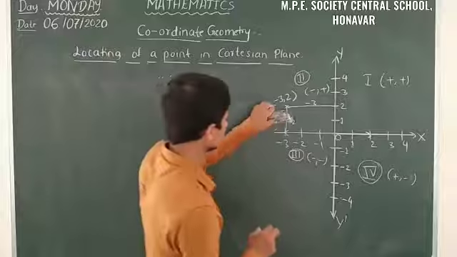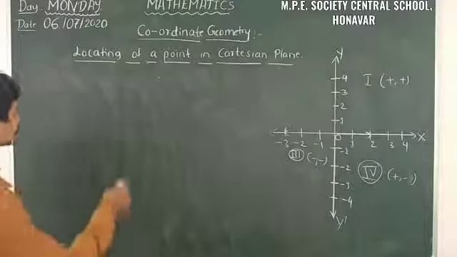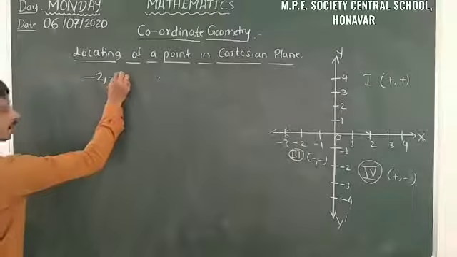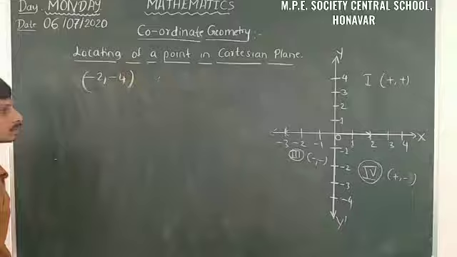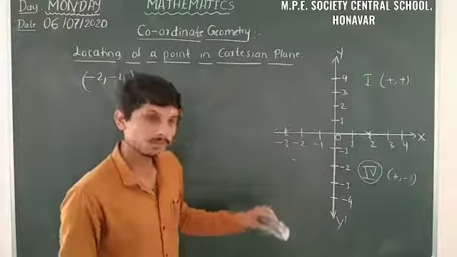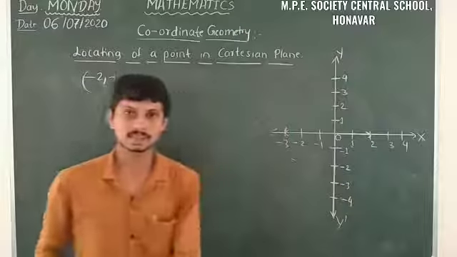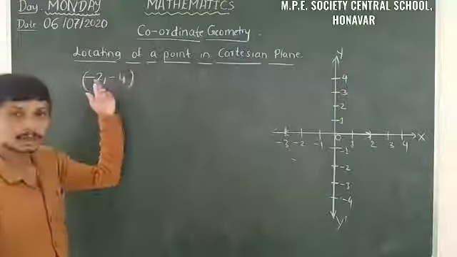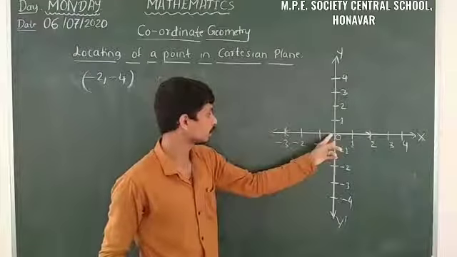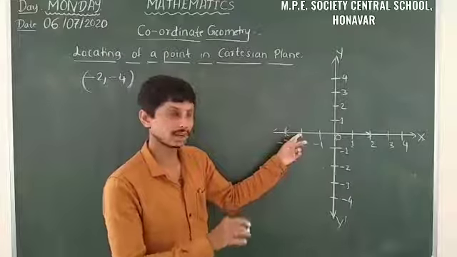Firstly, I will note this part. For example, I will take minus 2 comma minus 4. So firstly I have to take the perpendicular distance from the y-axis, then I will take the perpendicular distance from the x-axis. So here, firstly I will take minus 2, the perpendicular distance from the y-axis.